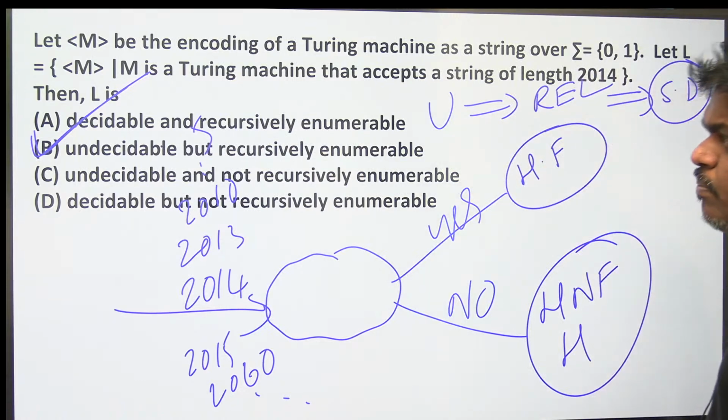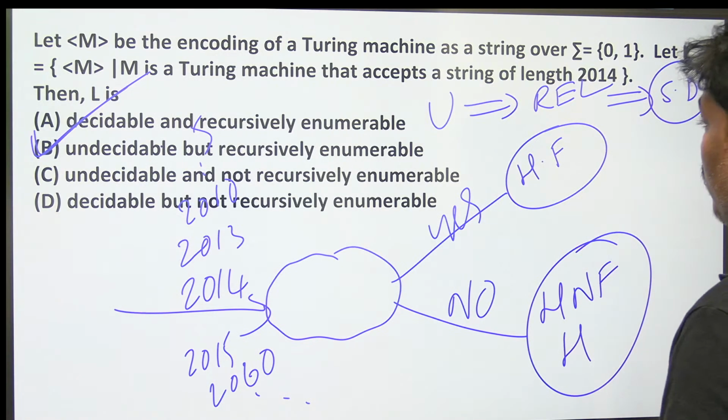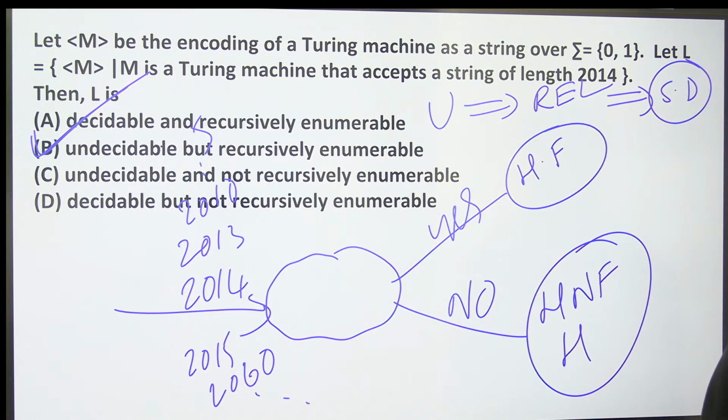A similar kind of problem may come, please verify. In the examination they may say, accept a string of length 2014. It is going to be recursive enumerable, and undecidable also. Suppose they give 2014 by 60,000, or 5, or 3, then also it is the same story.